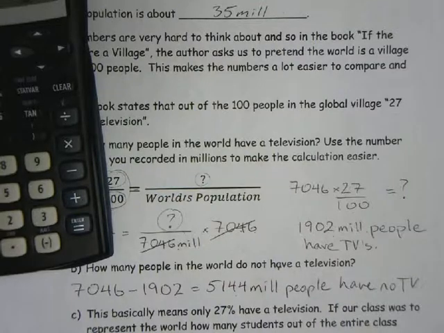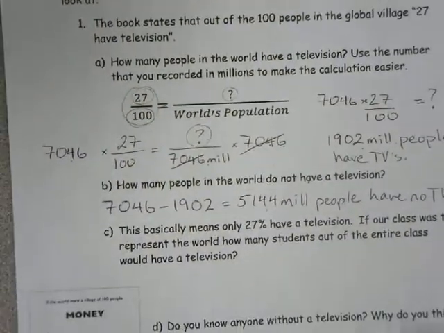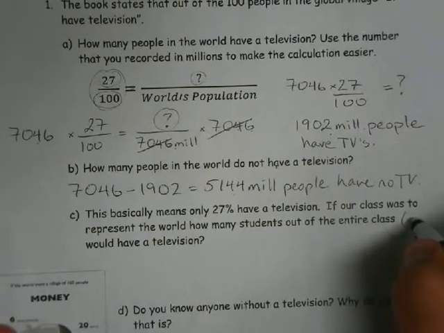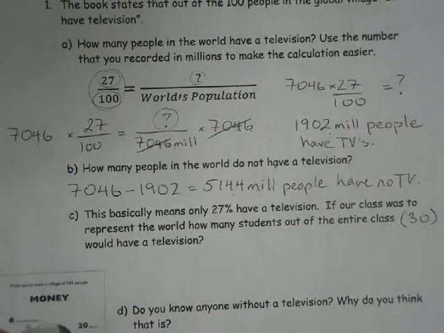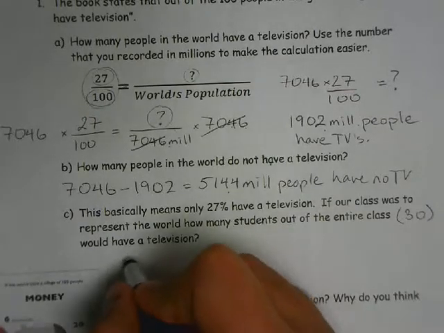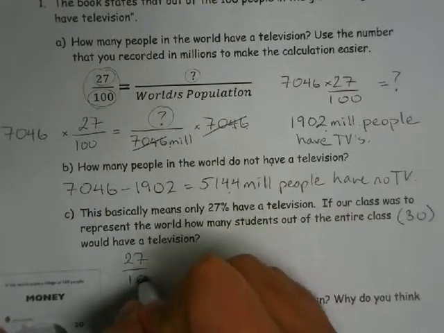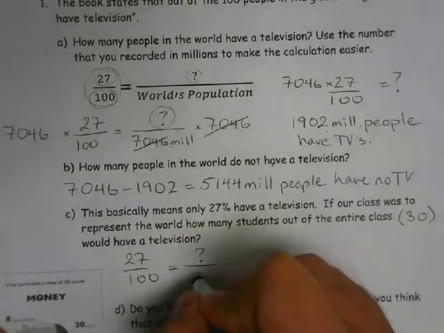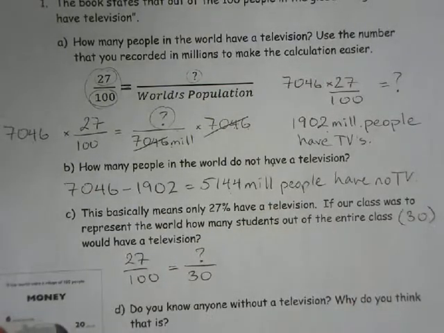Okay? So let's look down here. It says basically only 27% have television. So if your class was to represent the world, how many students out of the entire class would have a television? Well, I'm going to pretend like you have a class of 30 students. Okay? So you obviously have a different number there. But 27% is 27 out of 100, right? And I want to know how many people out of your class of 30 have a television.